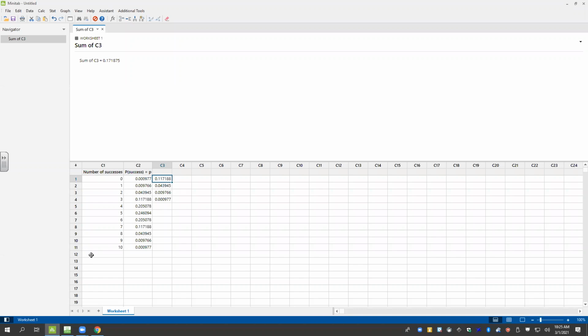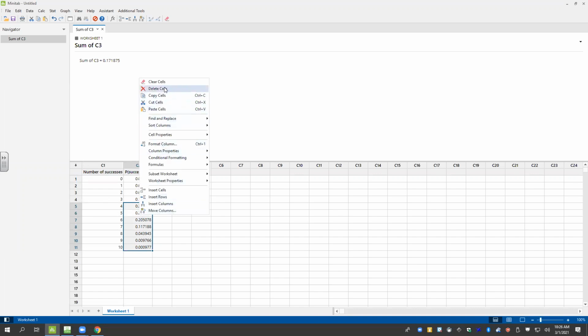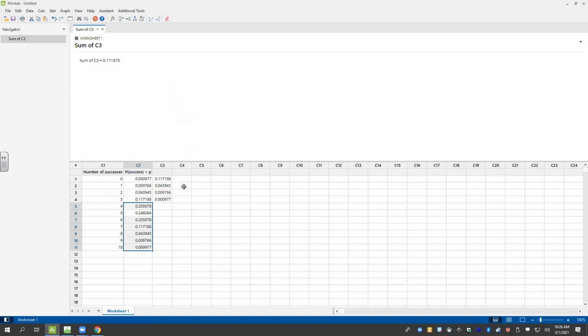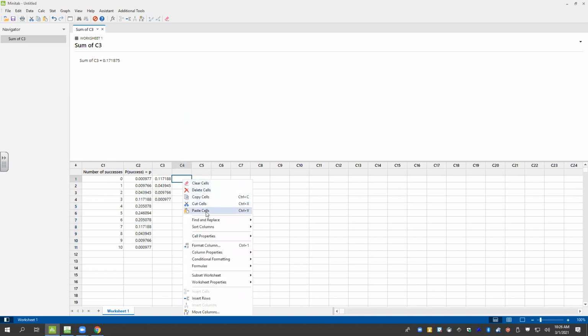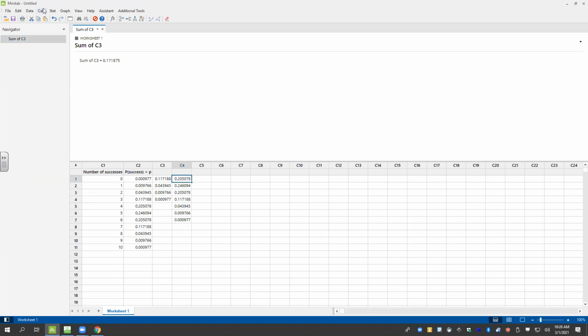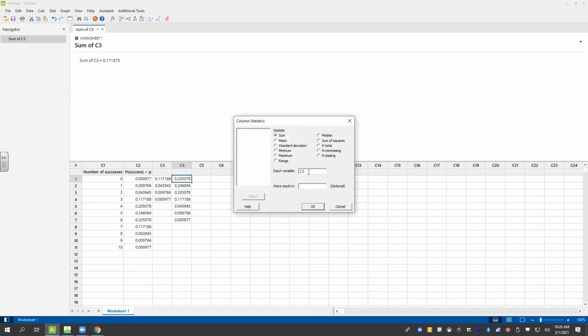This time I want more than 3, which is the values for 4. Highlight the one next to 4. Hold down the shift key. It's just like copying in an Excel spreadsheet. Okay, highlight the ones you need. Right click. Copy the cells. Paste them in another column. And then you calculate the column statistics and you want them to add.